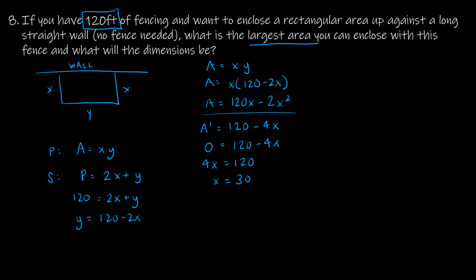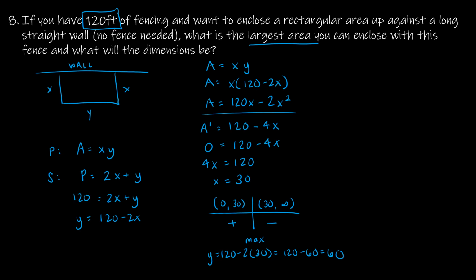It's important that you show that x is actually going to be a maximum because I'm trying to find the largest area. So again, the easiest way to show that, 0 to 30, 30 to infinity. If I make my little table, plus minus tells me this is a max. And then of course I know that x is going to be 30, but what's y? Y is 120 minus 2 times x, which is 30. So 120 minus 60, which is 60.